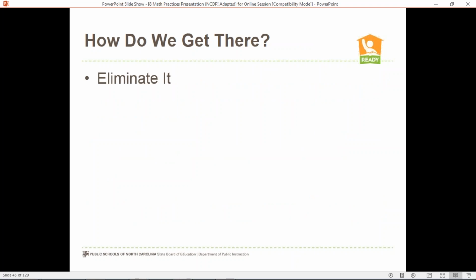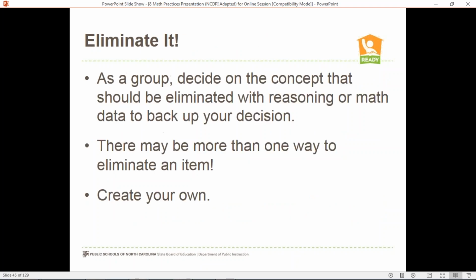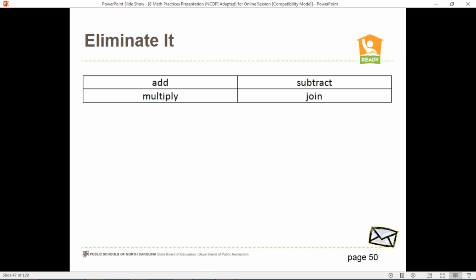Let's go through the same process, right? So we're going to talk about eliminate it, agree or disagree, and my 2 cents. So in eliminate it, as a group, we're going to try to think about the concept that should be eliminated. I'm going to show you an example here in just 1 second. But you've got to be able to give a reason why it should be eliminated. And there can be more than one correct answer, right? So you can create your own, but here's one example.